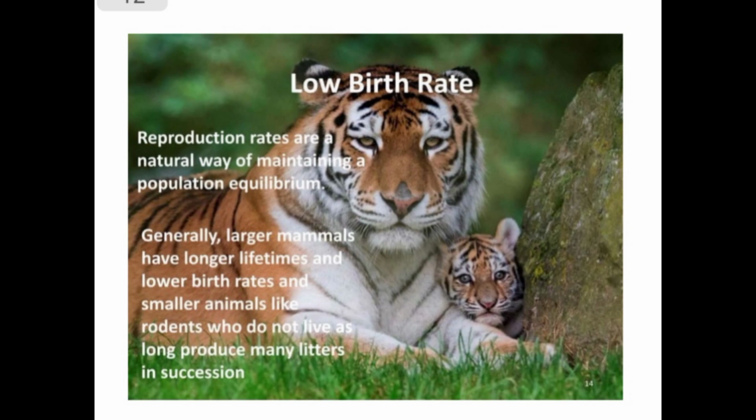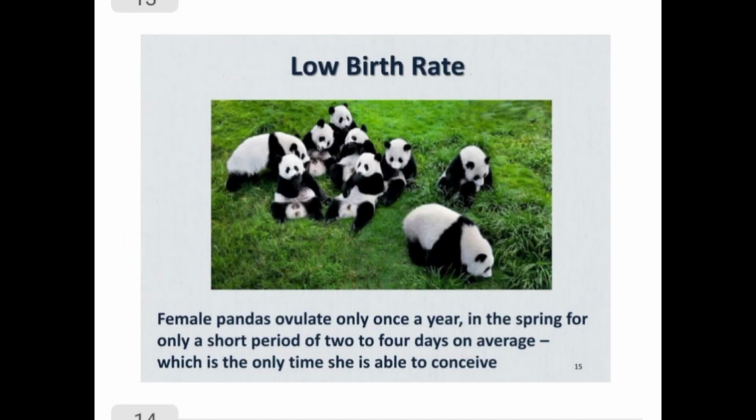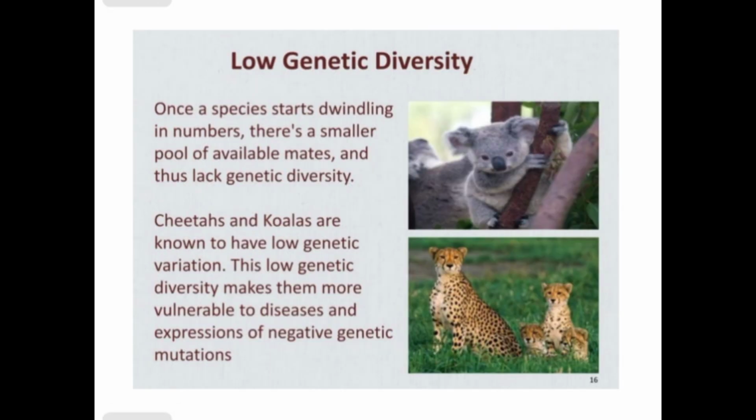Lower birth rate. Reproduction rates are naturally a way of maintaining population equilibrium. Generally large mammals have longer lifetimes and low birth rates, and smaller animals like rodents who do not live as long produce many litters in succession. An example of low birth rate is female pandas, who ovulate only once a year, for a short period of 2 to 4 days on average, which is the only time she is able to conceive.